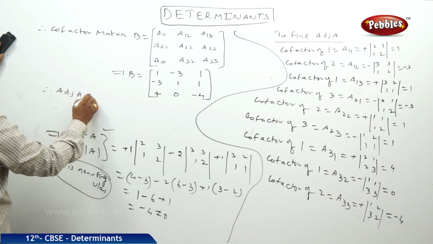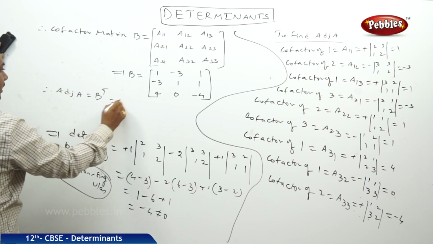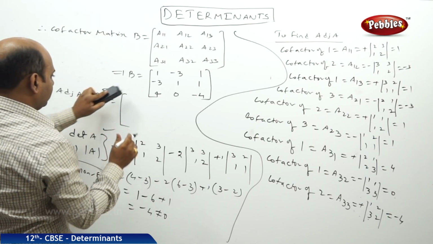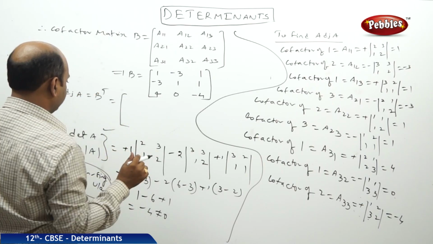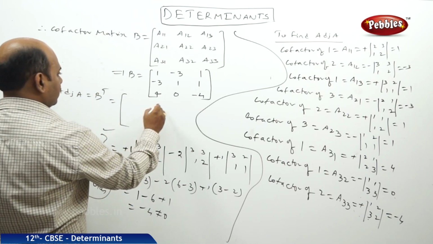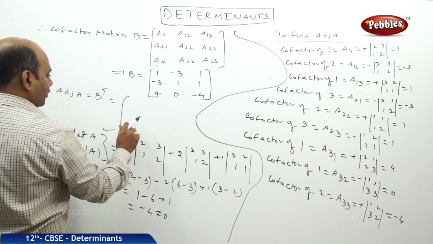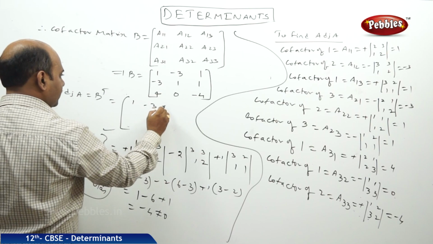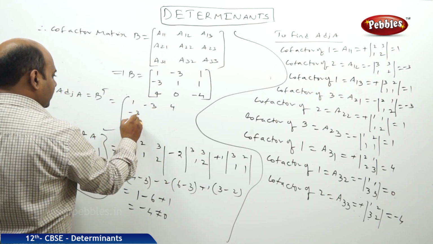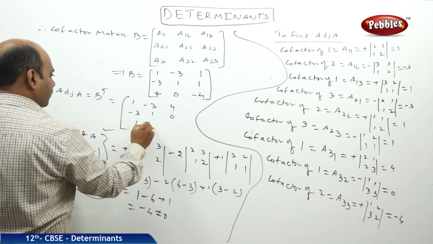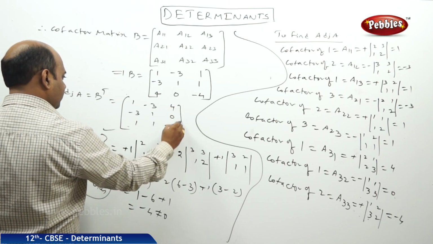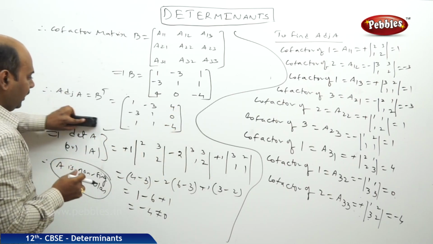Therefore, adjoint of A is nothing but B transpose, so we should write B transpose like this. B transpose means what happens? 1 minus 3 4, minus 3 1 0, 1 1 minus 4. So this is adjoint A.